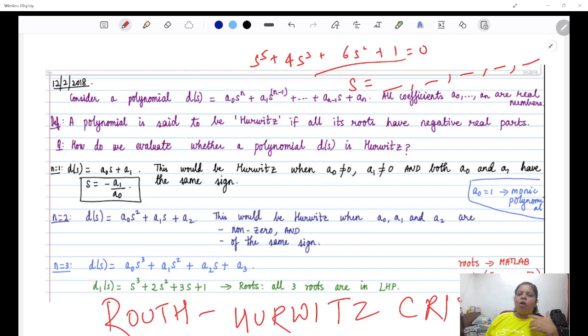You'll try to find out what the 5 roots of the system are, and then you will check if they are lying in the left half of the s plane. Only then will you be able to comment on stability or instability of the system, right?